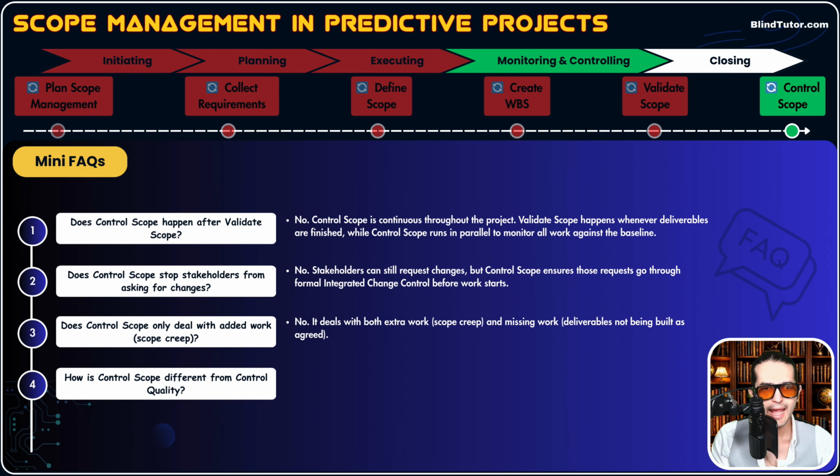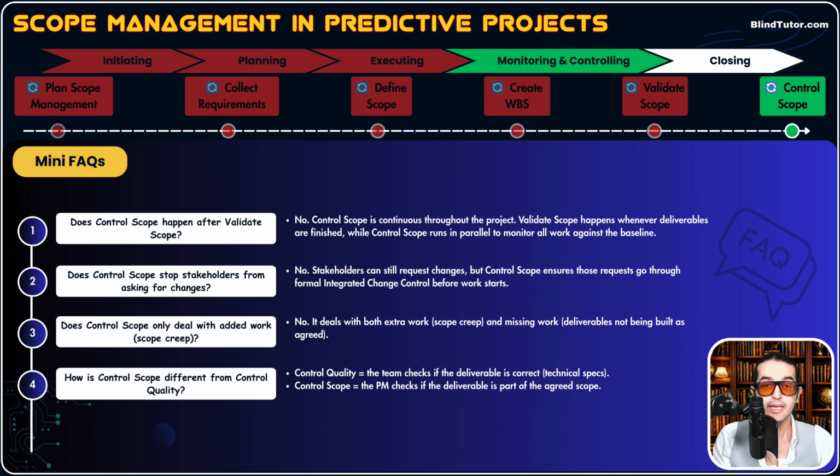Question number 4, how is control scope different from control quality? You're going to see the process called control quality in the quality part of the tutorial. But here, as a short description, in control quality, the team checks if the deliverables are correct, okay? Technical specifications. If the deliverable matches our internal quality standards. But control scope means the PM checks if the deliverable is part of the agreed scope. This is the difference.